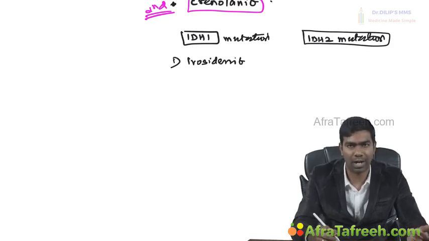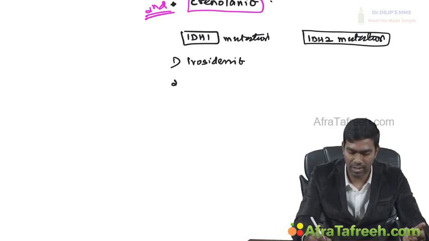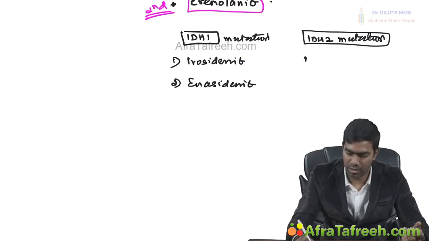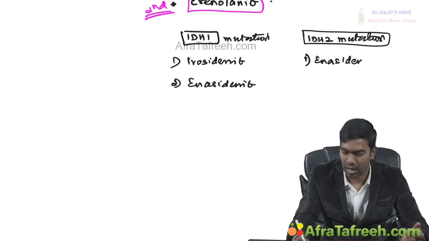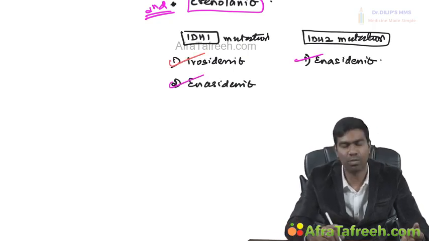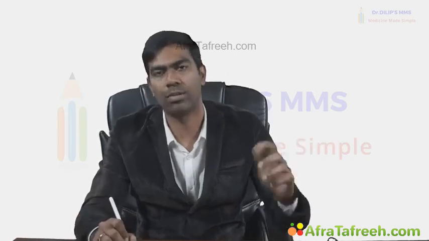This is effective only for the IDH1 mutation. And there is another drug called enasidenib, which blocks both IDH1 as well as IDH2 mutations. You have enasidenib and you have ivosidenib. Ivosidenib is going to be active only for IDH1, whereas enasidenib is going to be active against both IDH1 as well as IDH2 mutations.